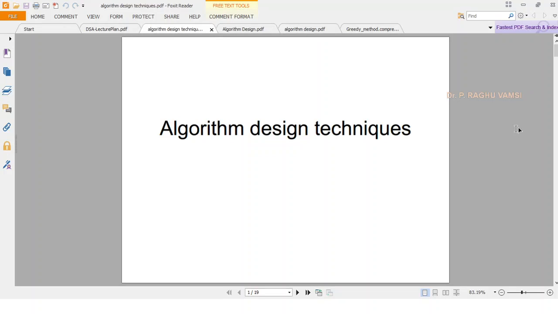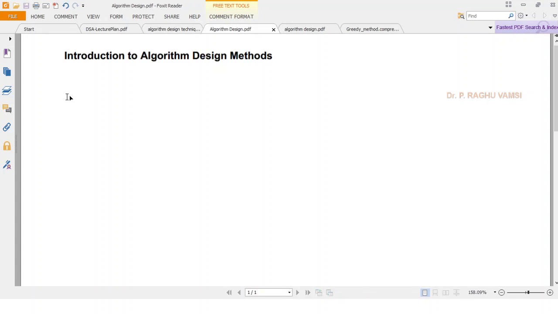In this lecture, we will start with the algorithm design techniques. But what exactly does the algorithm design technique mean? What is meant by algorithm? In general, every program consists of two things. One is data structure and the other is algorithm.